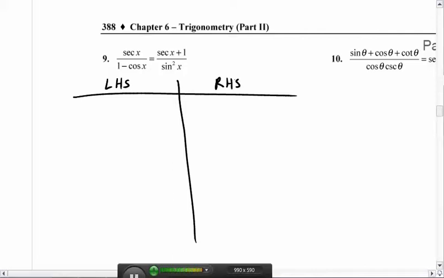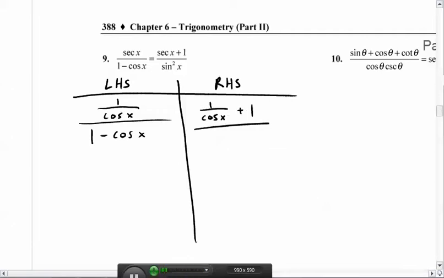So let's first change everything to sine and cosine. Change secant to 1 over cos, on the left side and the right side. Now I want to get rid of the denominators, so I'll multiply both sides of the fraction, top and bottom, by the lowest common denominator, in this case cosine x. And it turns out that that just happens to be the same common denominator on the right-hand side.